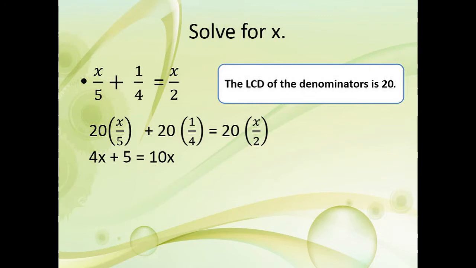Then you're going to subtract both sides by 5. So that results to 4x is equal to 10x minus 5. Then after that, you're going to subtract both sides by 10x. So 4x minus 10x is equal to negative 5. That results to negative 6x is equal to negative 5. You divide both sides by negative 6, which results to 5 over 6.